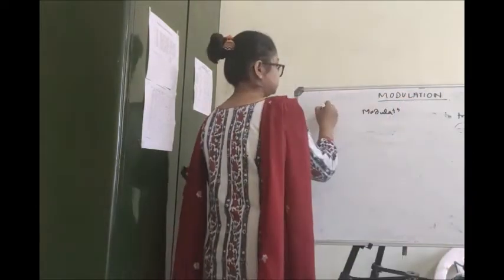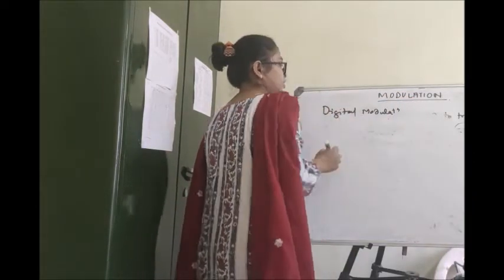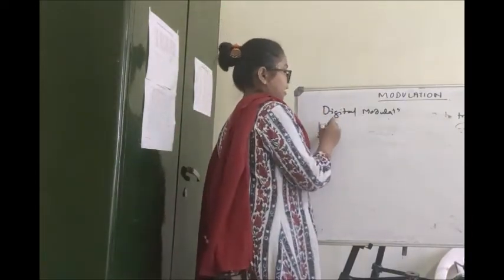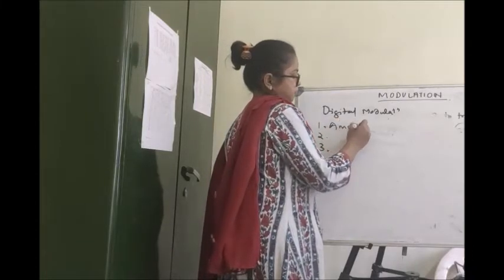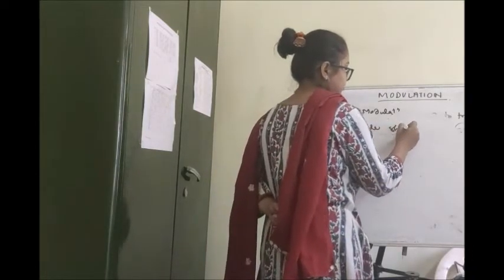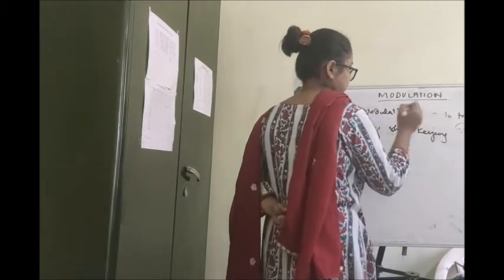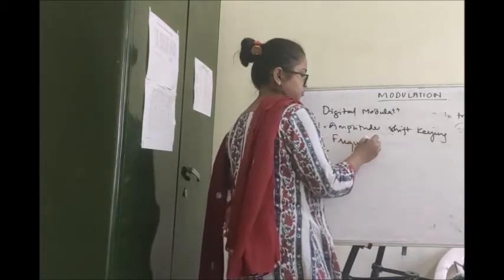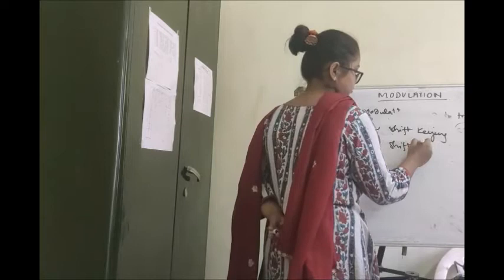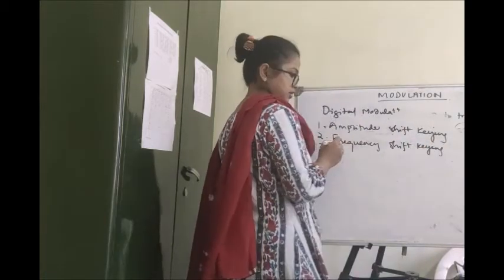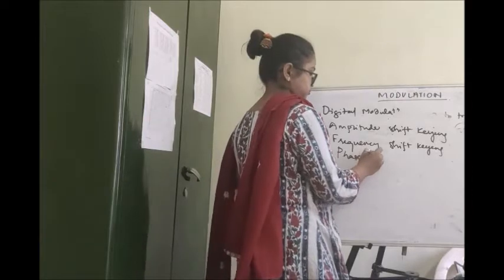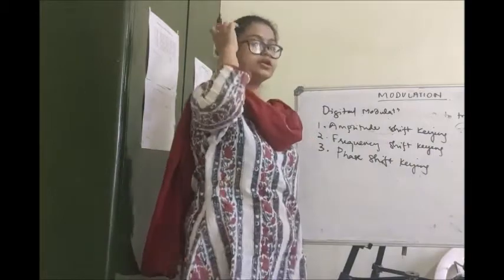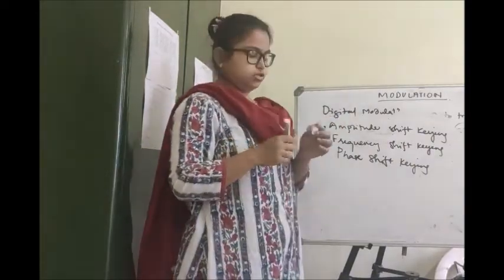This is about digital modulation. So what happens in digital modulation? We have three types again: amplitude shift key, we say. Then we have frequency shift key. And the third one is phase shift key. These are the three types of digital modulating techniques.